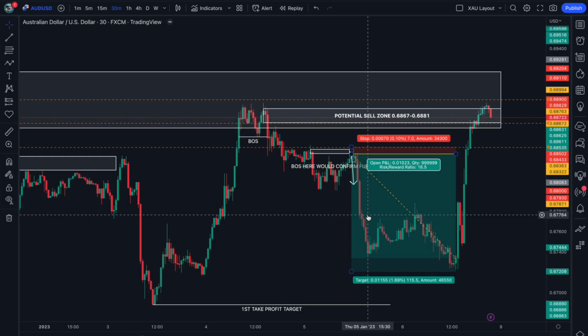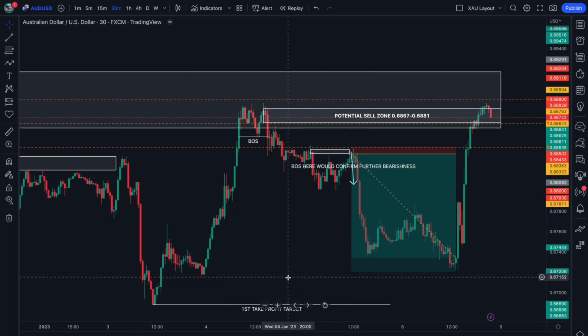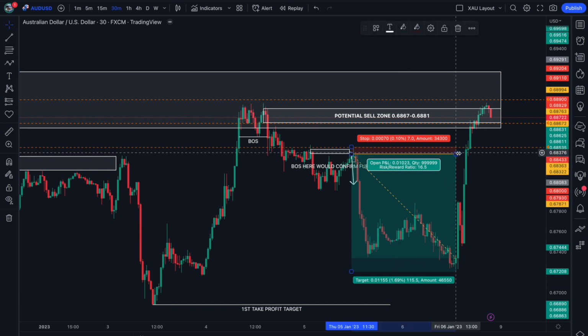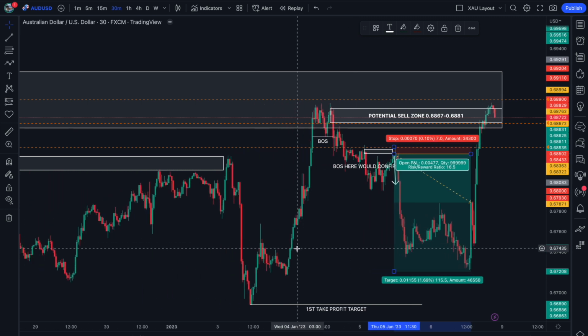Moving over to the AUD to the USD market, this is one of the pairs that we actually placed a position on just last week. As we can see, we came away with 115 pips, 16 RR, which is nearly 32% if you're risking 2% of your equity, which is what we're doing.